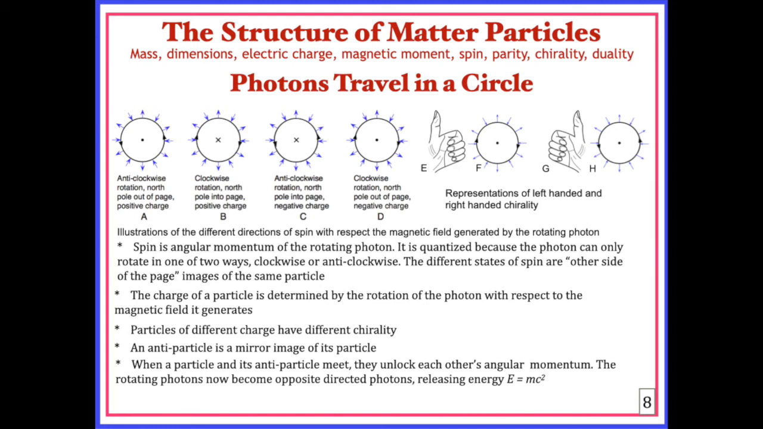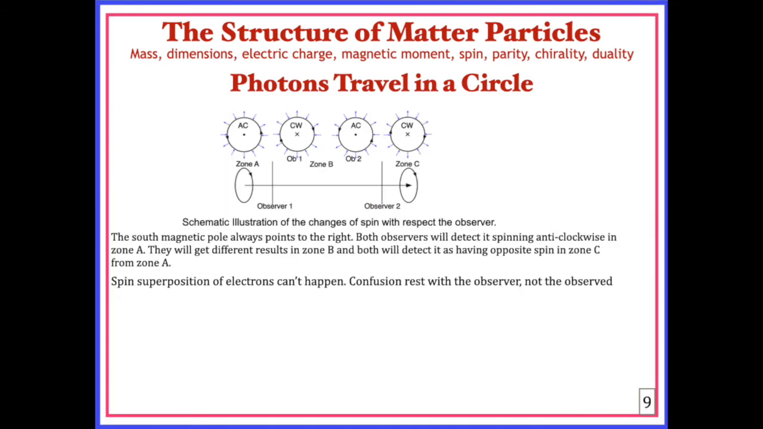When a particle and its antiparticle meet, they unlock each other's angular momentum. The rotating photon now becomes two linear photons, releasing E equals mc squared. Those photons travel in opposite direction to conserve linear momentum.